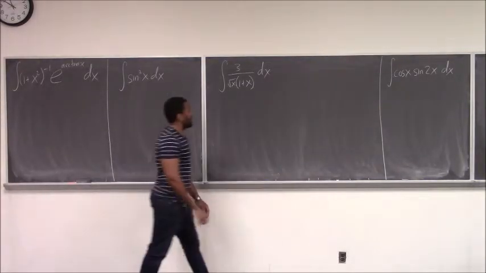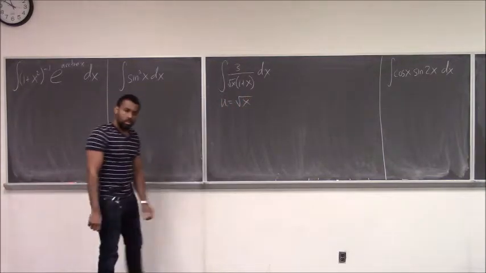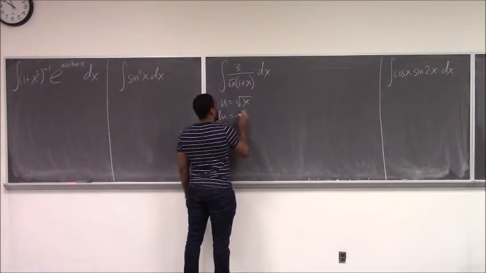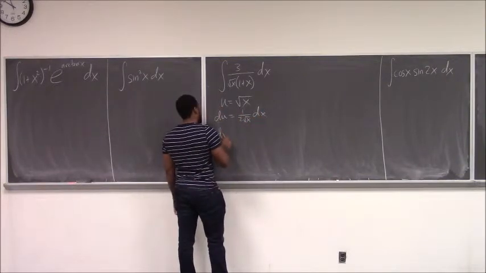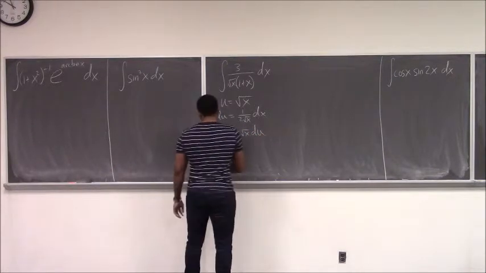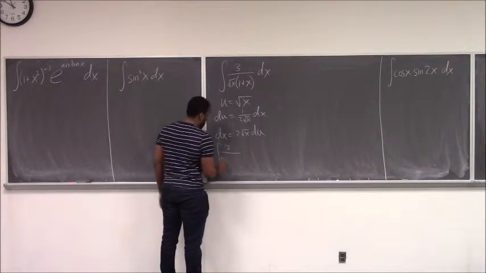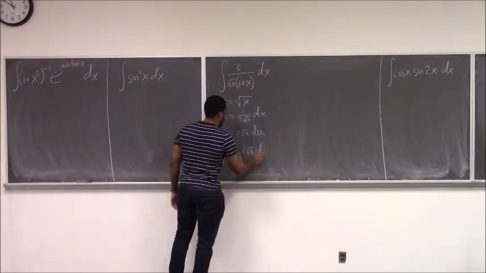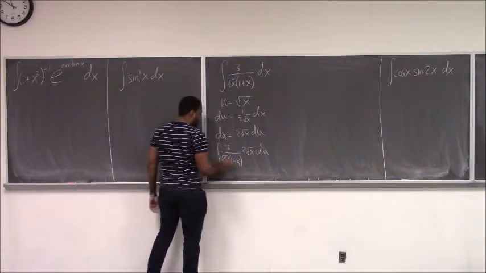So, strangely enough, u equals the square root of x. What's the substitution? du would be 1 over 2 radical x. And so our dx would be 2 radical x u. So you plug that in. So we have 3 over... notice here, radical x's would cancel.